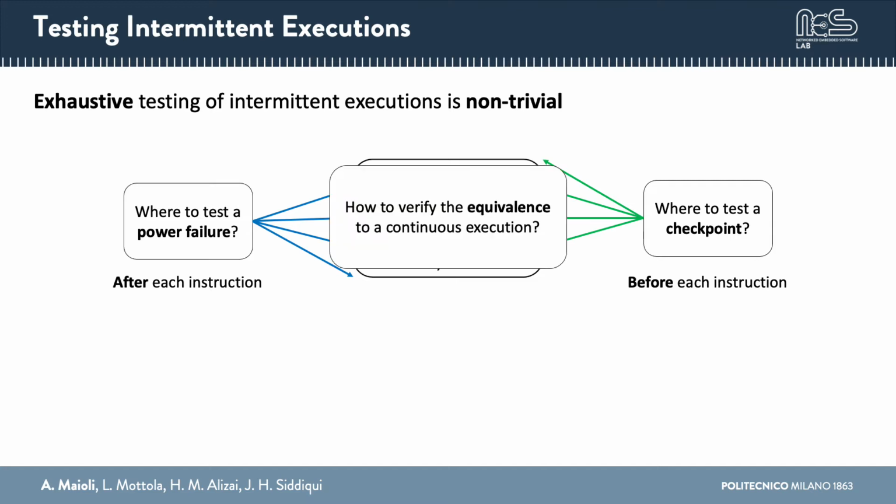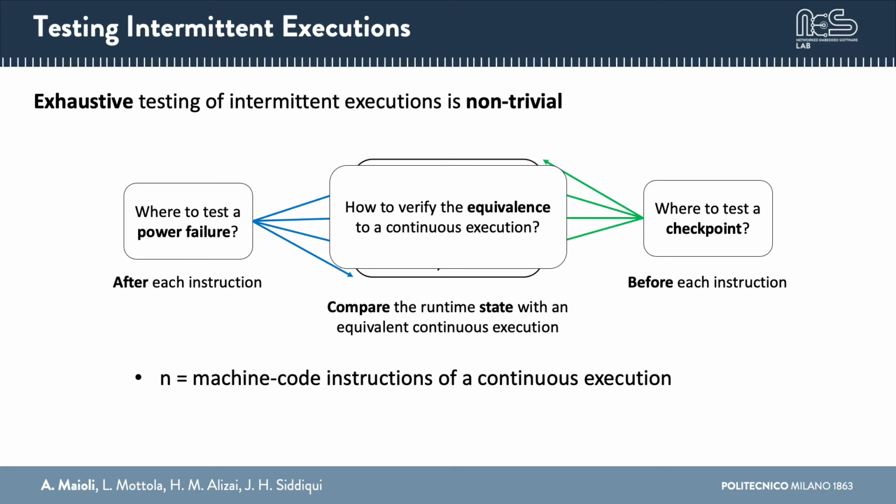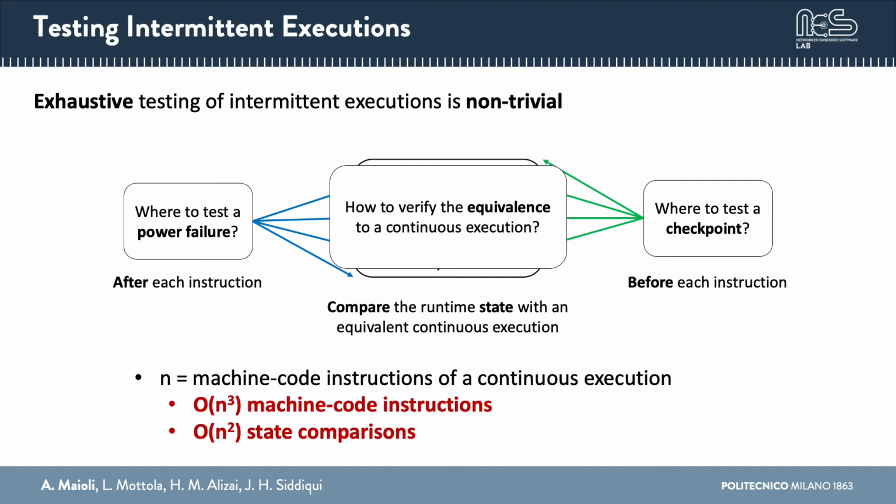Finally, we need to verify that the computed results match the ones of a continuous execution, and for doing so, after each power failure, we need to compare the runtime state with the one of an equivalent continuous execution. This means that if a program executes n machine code instructions in a continuous execution, to exhaustively test its intermittent executions, we need to execute n^3 machine code instructions and to perform n^2 state comparisons.